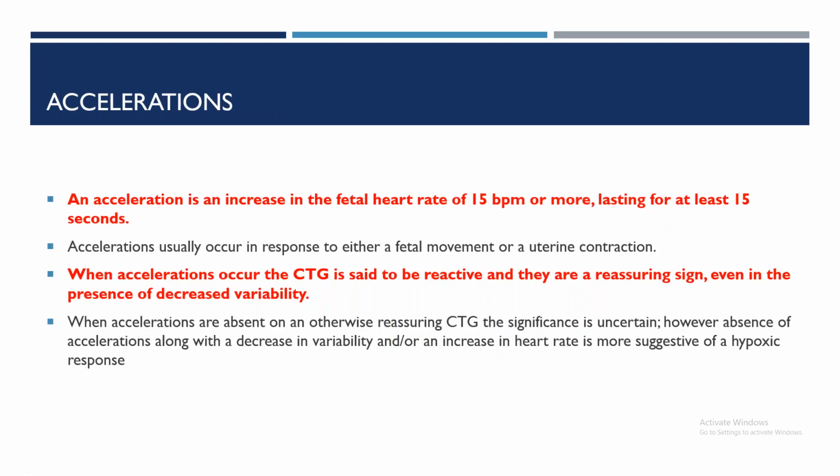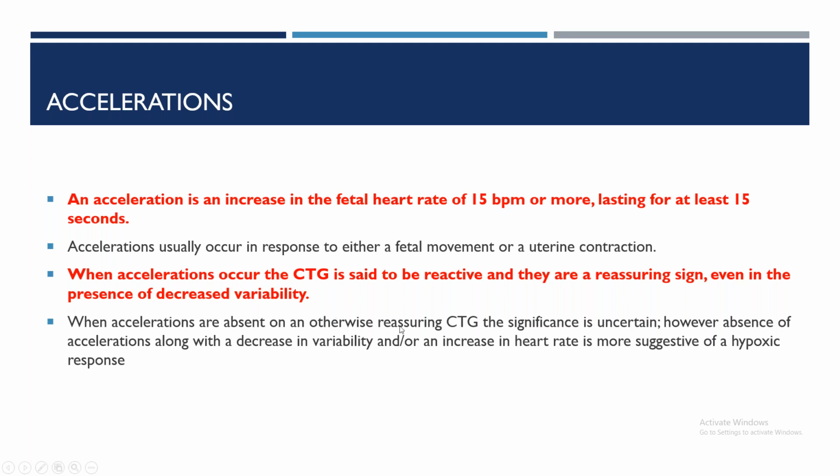So next we will go for acceleration. We have come up with variability, so the next part is acceleration. Acceleration is the easiest thing to identify on the CTG. It is an increase in the fetal heart rate of at least 15 beats or more, and it should last for at least 15 seconds. These accelerations usually occur in response to fetal movement or uterine contraction. When accelerations are there, the CTG is said to be reactive, and it is a reassuring sign. So even if the variability is somewhat decreased, if acceleration is present, the CTG is said to be normal.